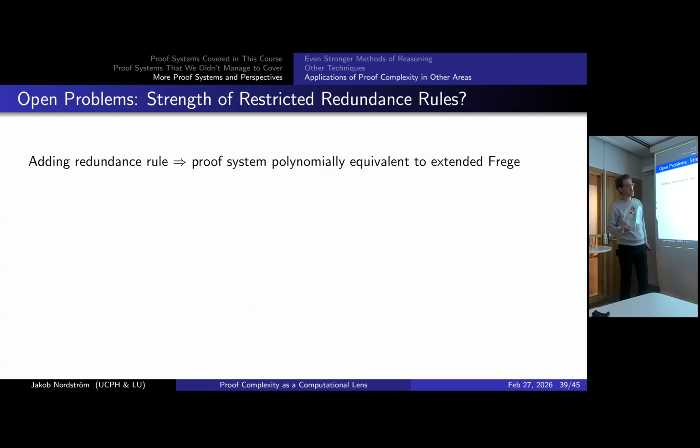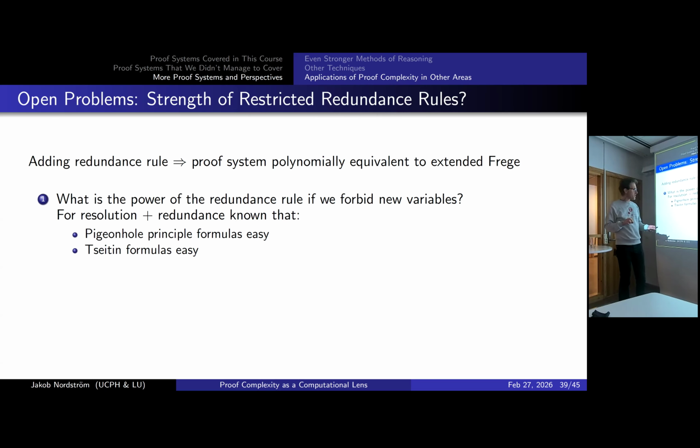Now, here are some interesting questions. Obviously, this shows that in particular the extension rule in extended resolution is a special case of this so-called redundance-based strengthening. So now we've got a proof system that is at least as strong as extended Frege. And in fact, it's polynomially equivalent.